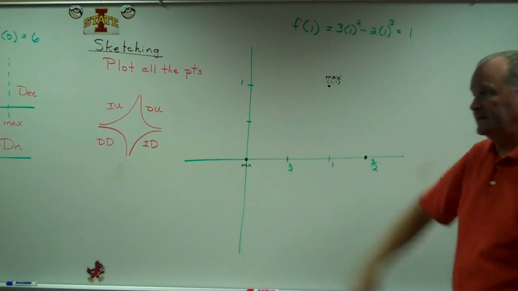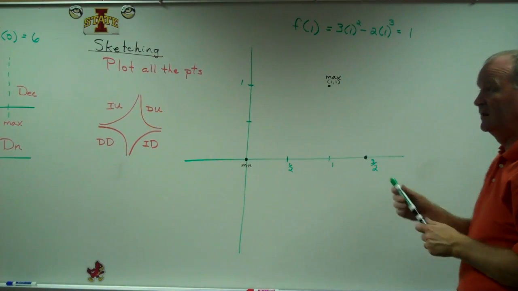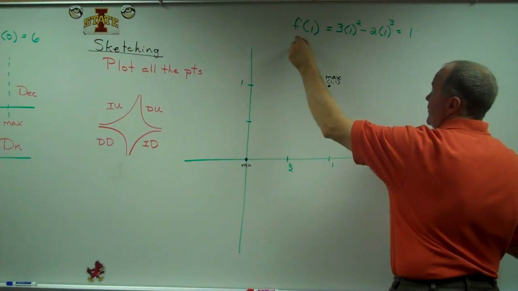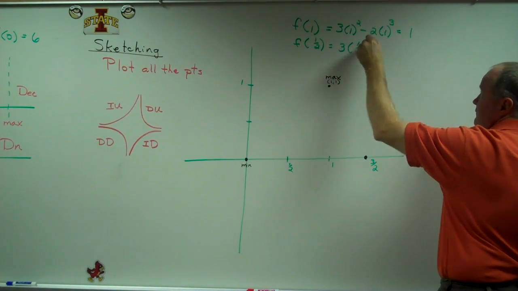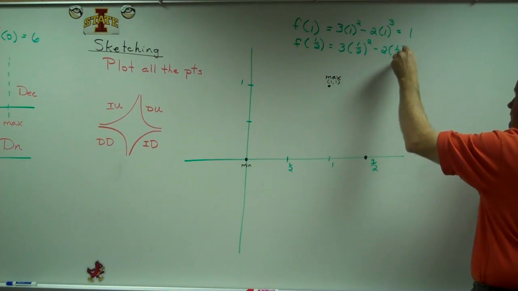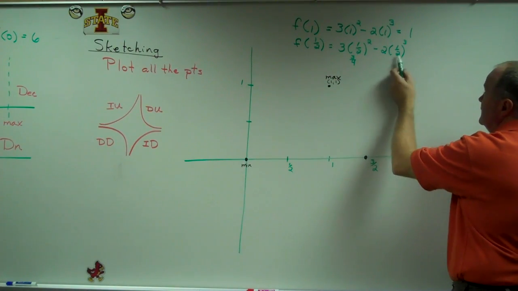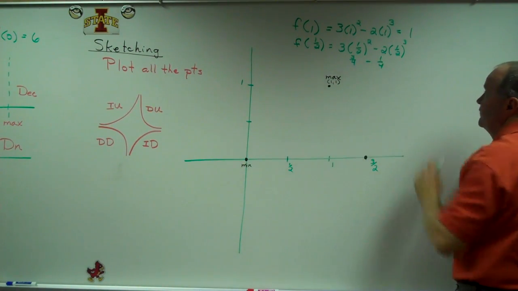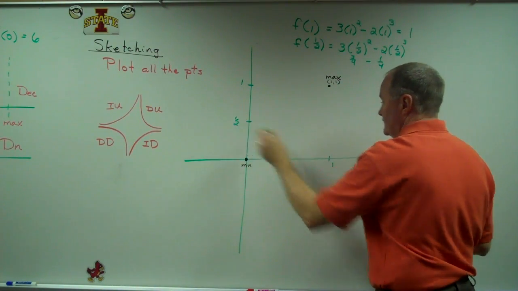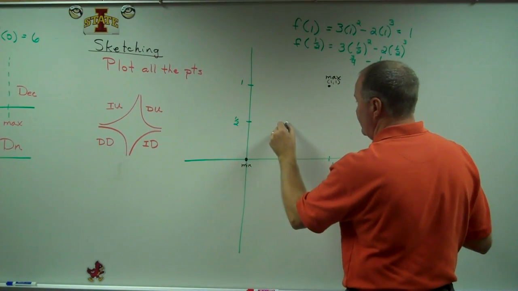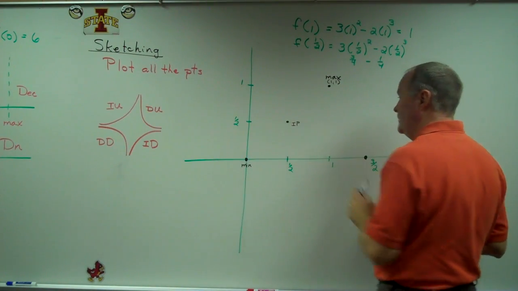I got one more point to plot, an inflection point. It's at x equals 1/2. Well, like the critical point, I got to plug it in. That's 3/4, right? 1/8 times 2, that's 1/4. So I'm at 2/4, which is a half. That's kind of nice. 1/2 and a half. That's my IP.